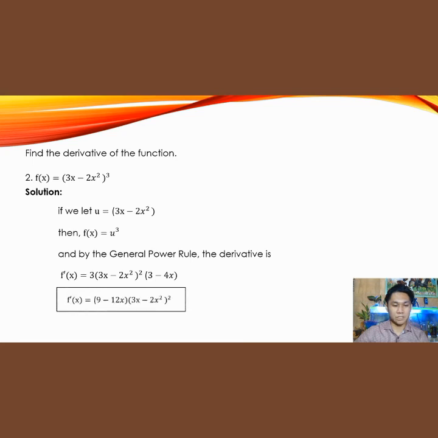Then we have the answer. Simplify. Just multiply the 3 times 3 minus 4x. Now it will become 9 minus 12x. Then copy the 3x minus 2x squared quantity squared. So thus this is the answer. f prime of x is equal to 9 minus 12x times quantity 3x minus 2x squared quantity squared.